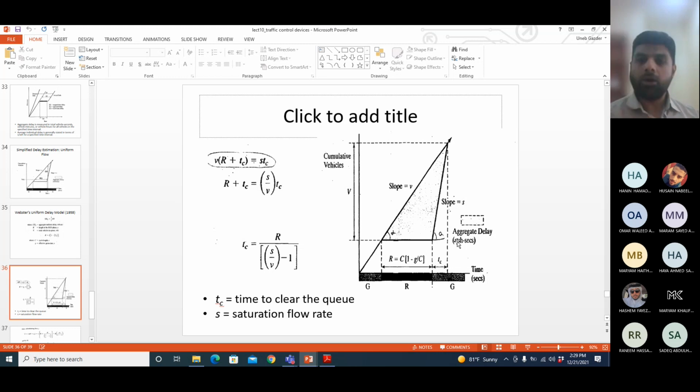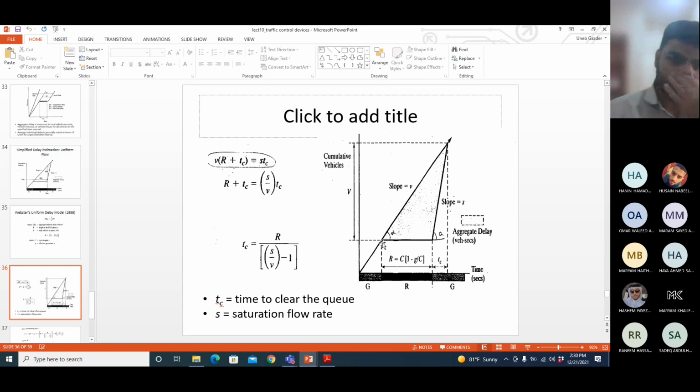Now, when did the queue start? When did the queue begin? It began when the signal became red. So whoever came during this, from the start of red till the end of TC, was in the queue, right? Because whoever came after TC did not find any queue and just continued moving.